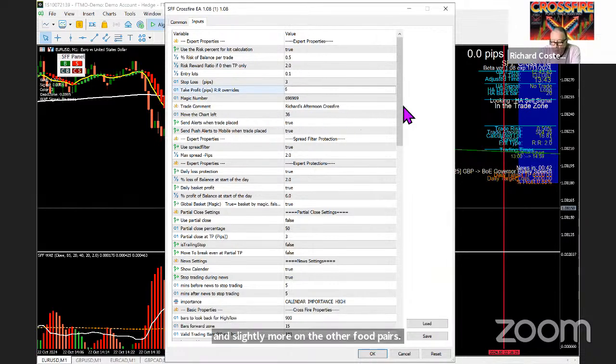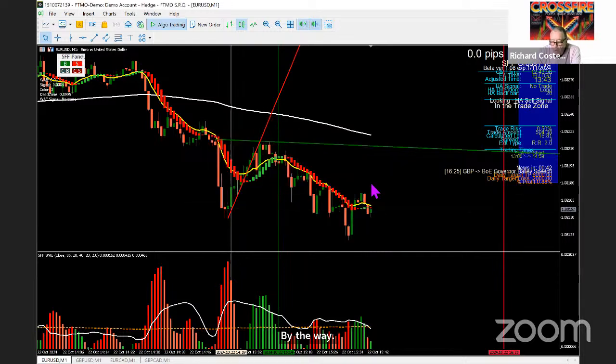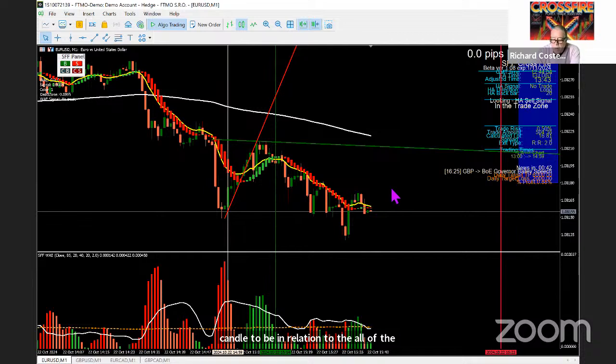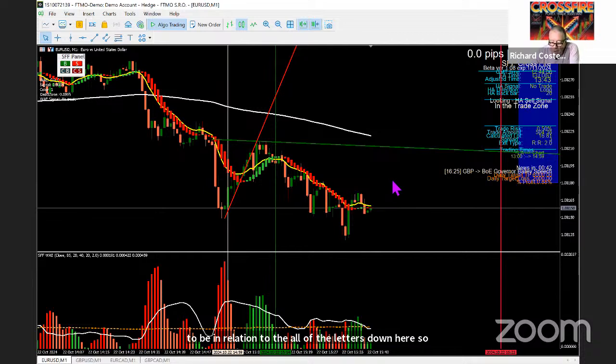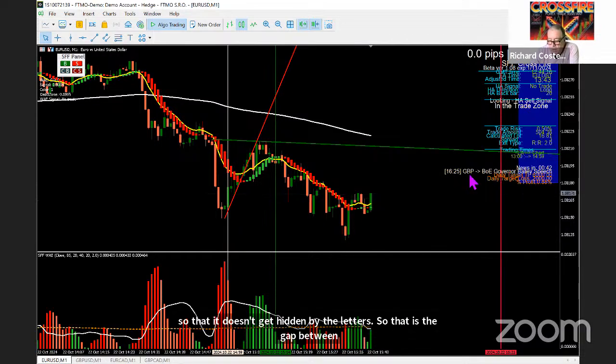36 is just moving. If I take that down, this is all about where you want the current candle to be in relation to all of the letters down here. So I've moved mine to 36, just so that it doesn't get hidden by these letters. So that is the gap between the current candle and all of these letters.